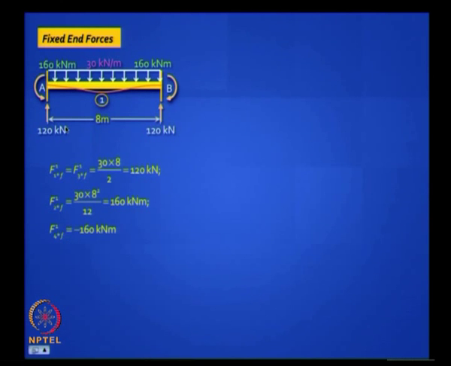On the left side I have correctly shown it as anti-clockwise, which means it will turn out to be positive. So F2 star F is plus 160 kilonewton meter. On this side it is actually clockwise, so it is minus. So this is the only thing you have to be careful about.